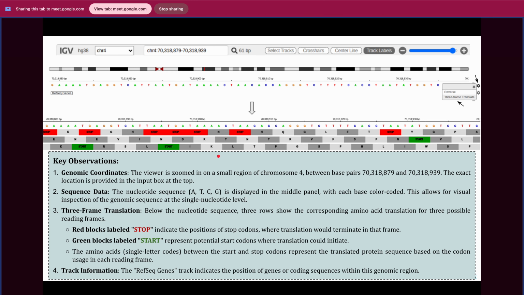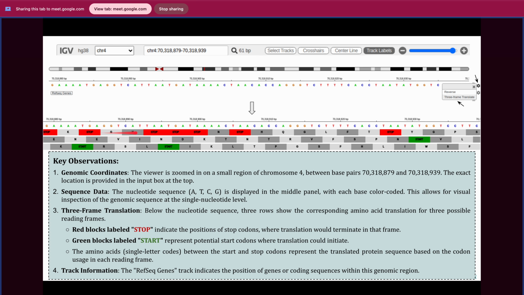Now, what are the observations that can be made? First is the genomic coordinates. In this case, these are the genomic coordinates which you can see. Then there is the sequence data. So this is the DNA sequence level information, GAA, these are the nucleotides. And then there is three frame translation. So these are the three frame translations. And as I've discussed, the red blocks mean the stop codon and the green blocks mean the start codon.